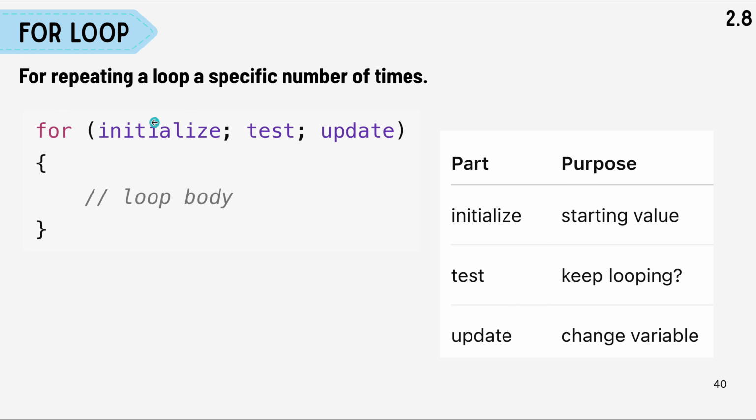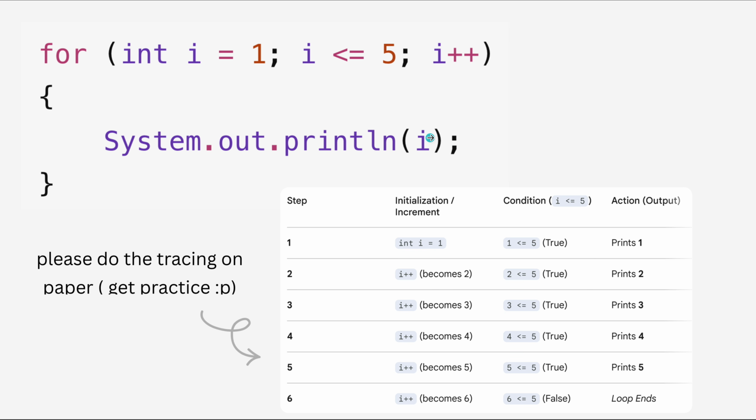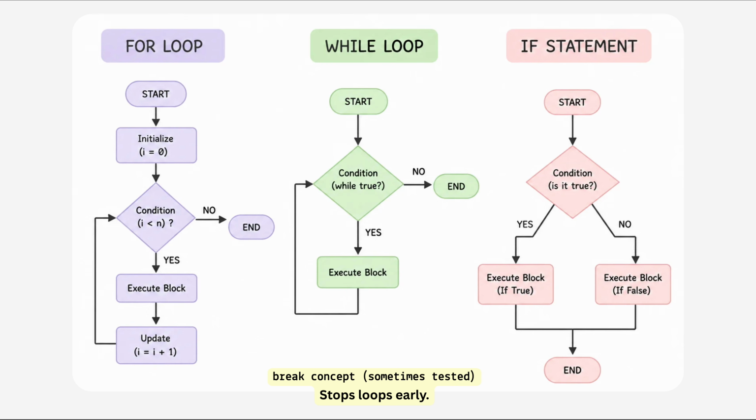So we have our initialization, test, and update over there. Initialization: int i is equal to 0, then the condition, and the update. Make sure you practice a lot of for loop tracing, because you will get questions with loops that ask, what is x equal to after this? So in my case, what is going to be printed? It prints 1, 2, 3, 4, 5 in separate lines. So do that on paper.